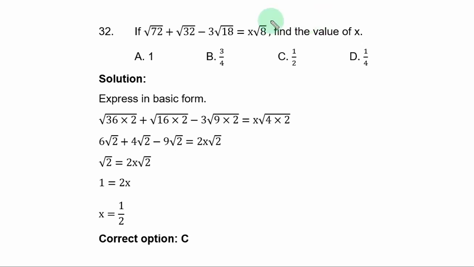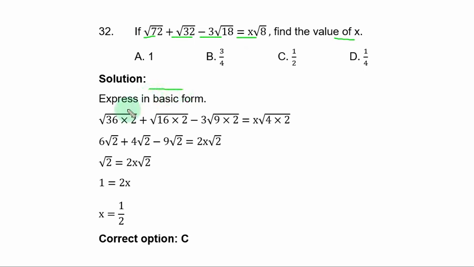Question 32. If root 72 plus root 32 minus 3 root 18 equal to s root 8, find the value of s. You simply express each term in basic form. In basic form, you look for a factor of each number that is a perfect square, which its square root is a whole number.